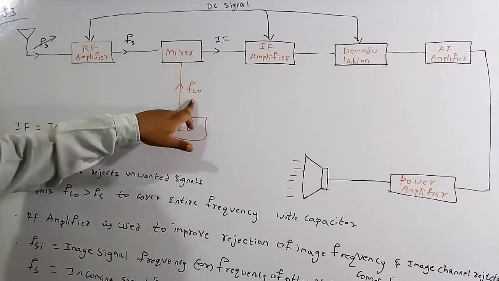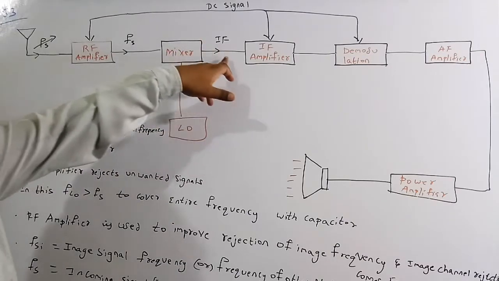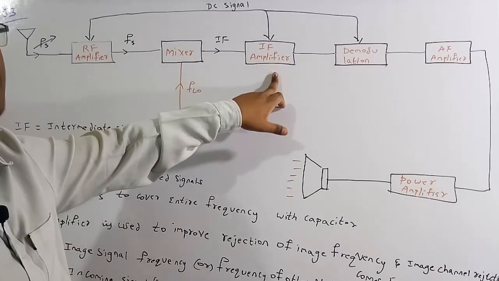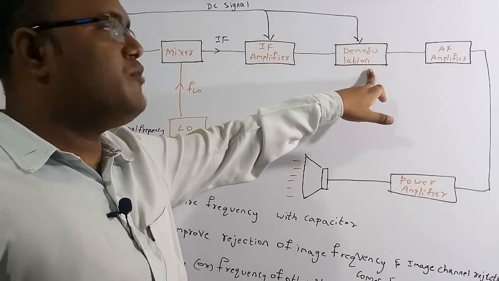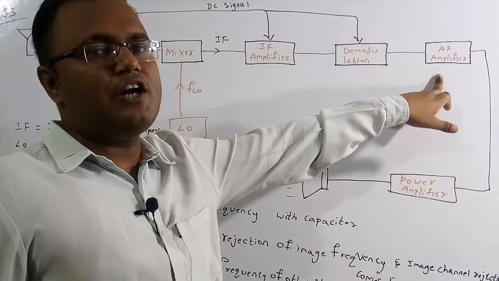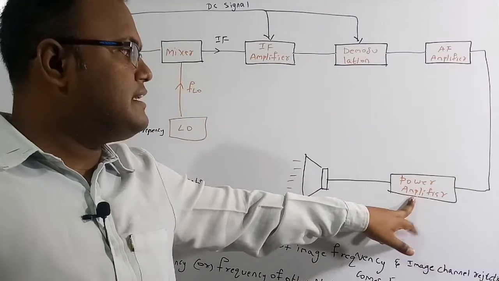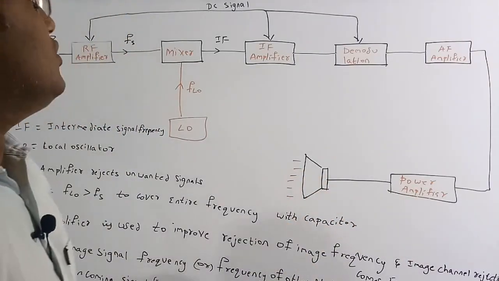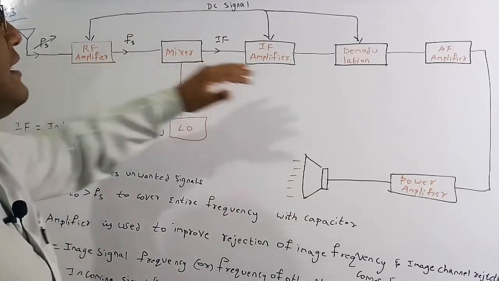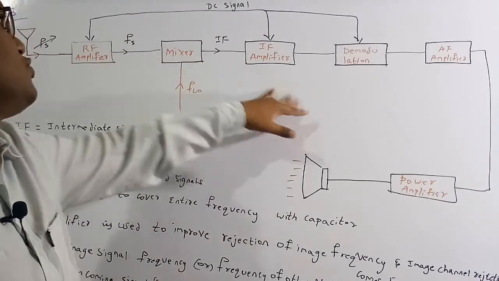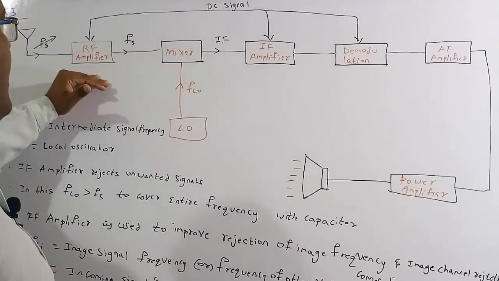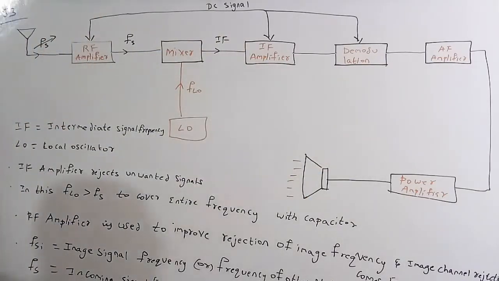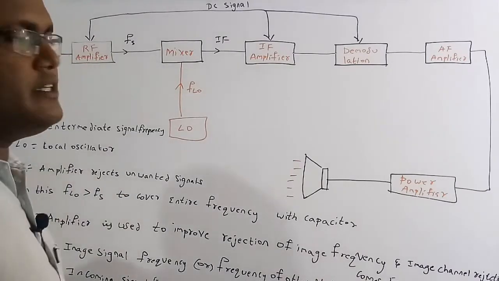This input frequency is called the local oscillator frequency, and the output is called the intermediate frequency, which is given to the intermediate frequency amplifier, then to the demodulator, then to the audio frequency amplifier, then to the power amplifier, and then we listen to it on the speakers. These amplifiers need a DC signal for their operation, so the DC signal is given to the RF amplifier, the IF amplifier, and also the demodulator.